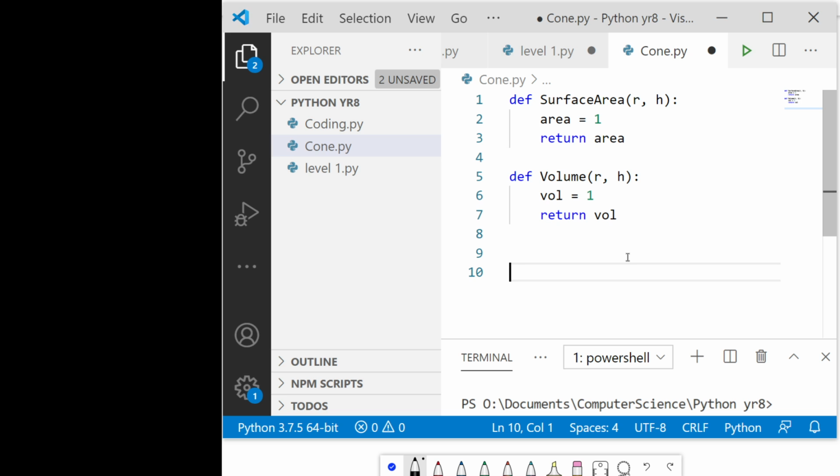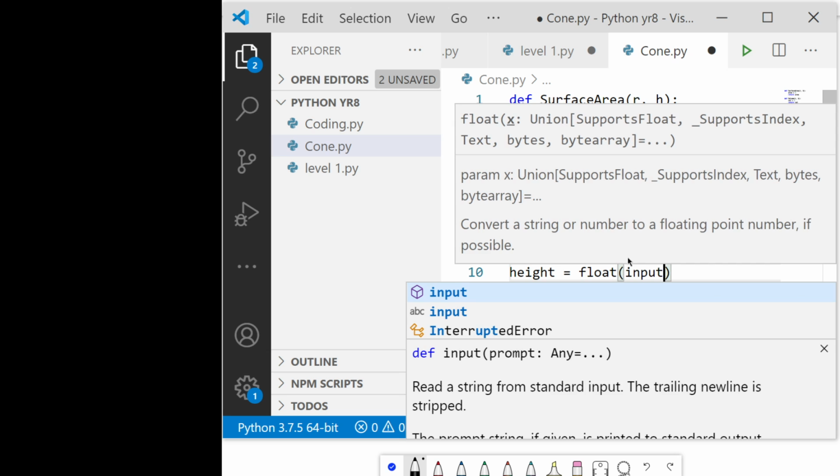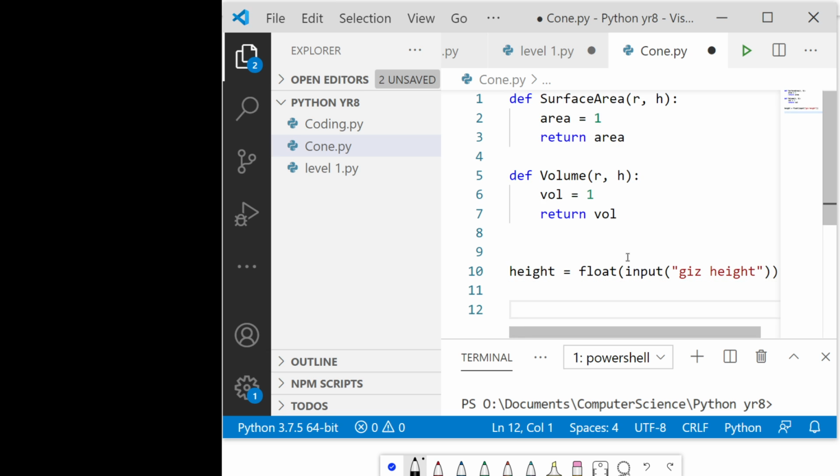Right, so I need to do some input code. So I need to get the user to give me their height and their radius. So let's just do the height first. I need to store that in a variable, and I need to give it a sensible name, which I might call height. And then I'm going to input this, but this might be a fractional number. So I need to do a float, like you say. So I need to say float and then do input. And I'm going to make sure I let the user know what I want them to input. So I'm going to say give us height. So that does the height.